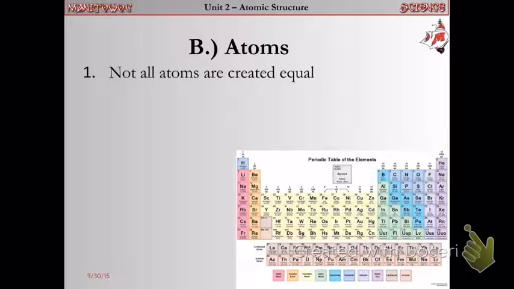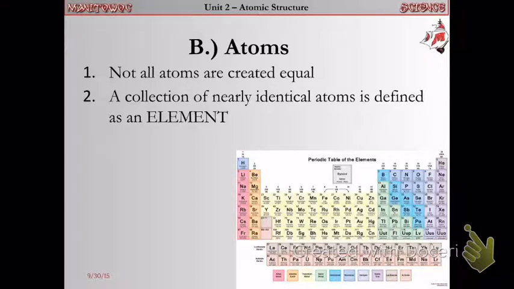Atoms aren't all created equal. We have a lot of different ones. If you look at the periodic table in the lower right-hand corner here, you see 118 different squares, and the atoms that would fit into each one of those squares all look a little bit different. If we have a collection of nearly identical atoms, we define that collection as being an element. So if we have a collection of hydrogen atoms in a box, we would say we have the element hydrogen in that box. And these elements are organized on the periodic table.